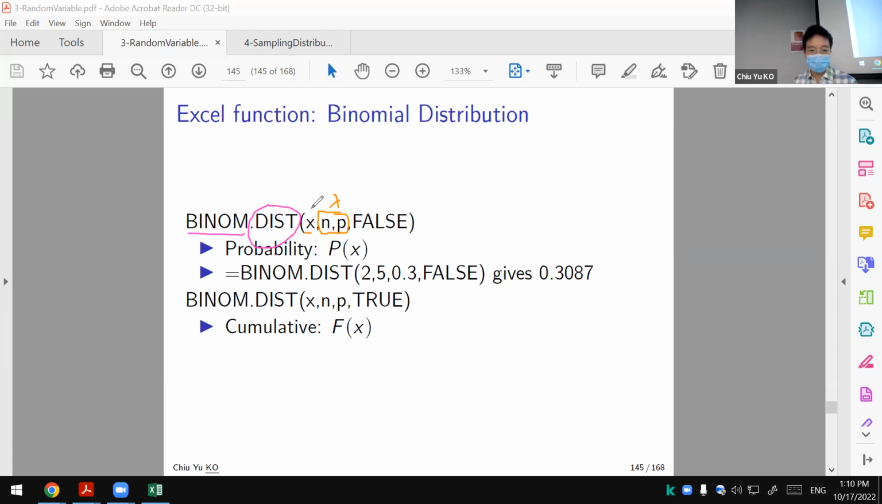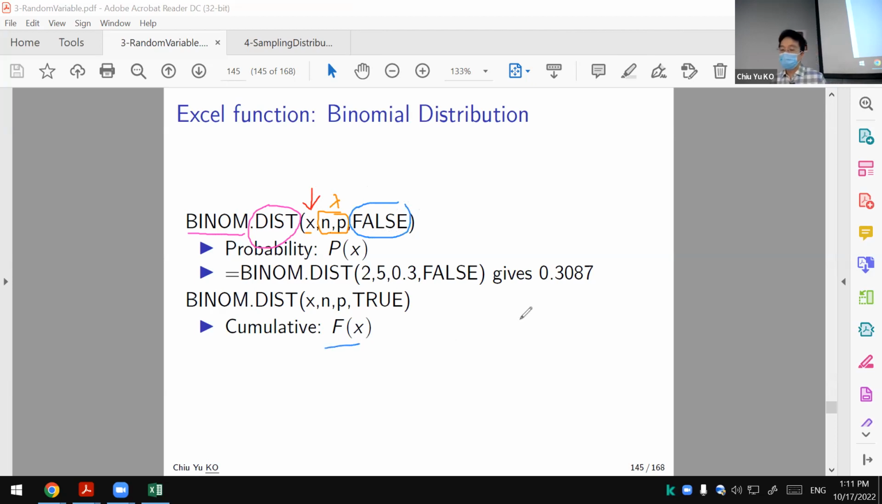The first part is the value you will enter. The second part is the parameters of the distribution, and the last part would be true and false. And probably you ask what's the true and false. Okay, false is always the big F.